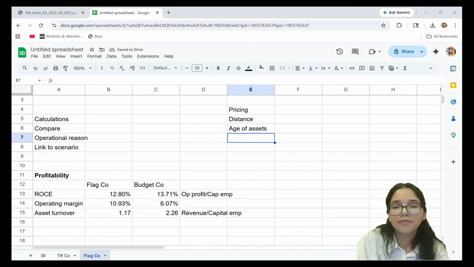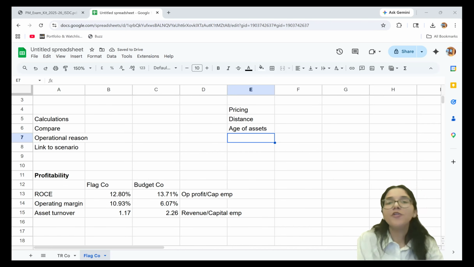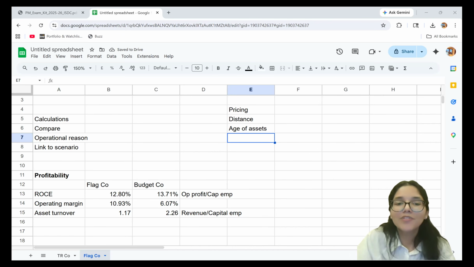Higher sale and higher profit. Yeah, if you compare between flag company and budget company, budget company is charging lesser fare prices. So that could be the reason because their revenues are lesser. That is the reason why the operating margins are higher for flag company.